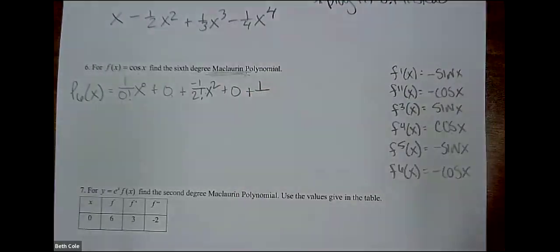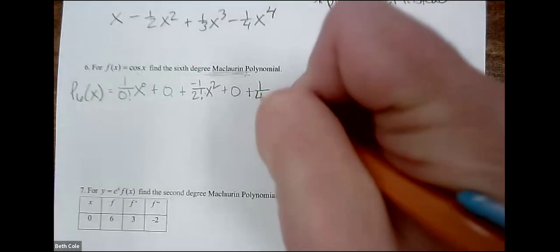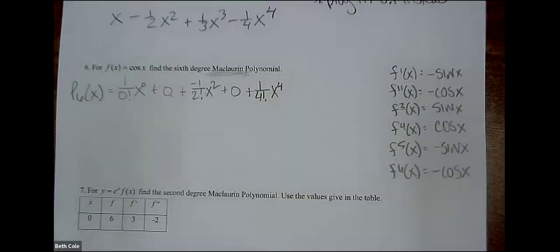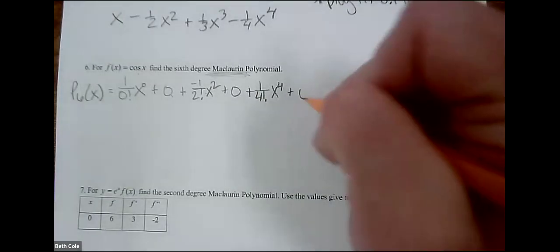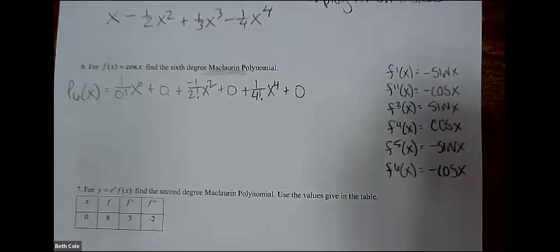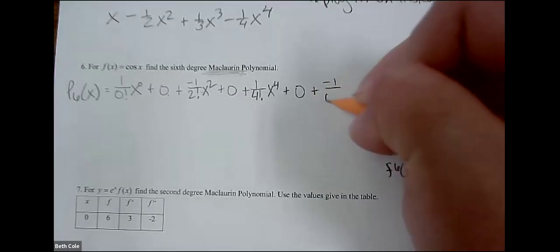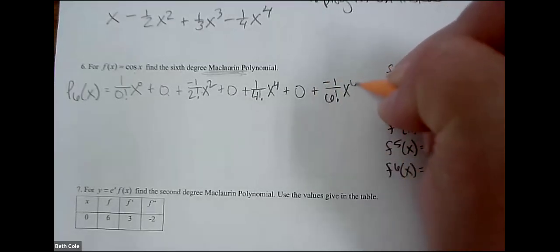Cosine of 0 is 1. It'd be 1 over 4 factorial x to the fourth. Now we're on the fifth derivative, 0, and then the sixth derivative is going to be negative 1 over 6 factorial x to the sixth.